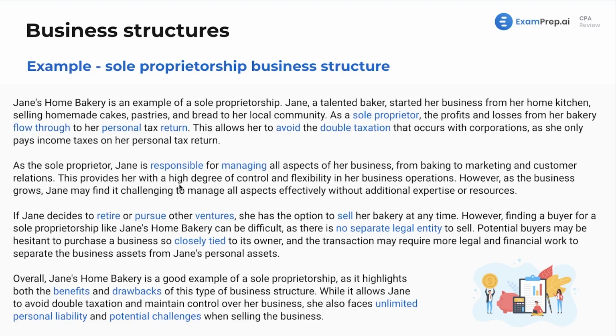Now, overall, she's going to have a high degree of control and flexibility in her business operations. However, as the business grows, she may find it challenging to manage all aspects without additional expertise or resources. Maybe she's got a lot of consultants that are helping her on all of this. Good for her. Now, if Jane decides to retire or pursue other ventures, she has the option to sell her bakery at any time. However, finding a buyer for a sole proprietorship like Jane's Home Bakery can be difficult because there's no separate legal entity to sell.